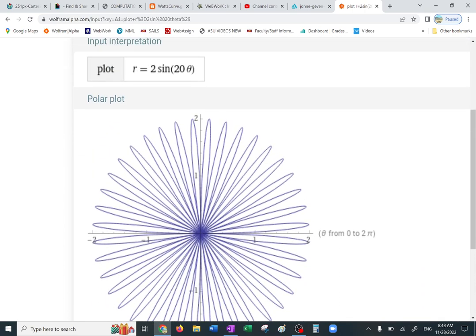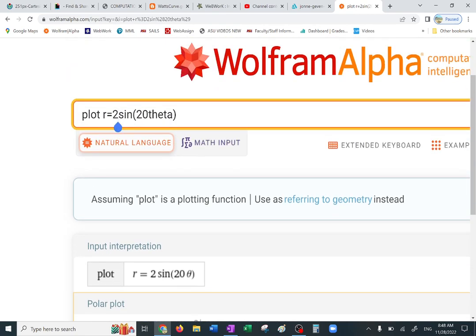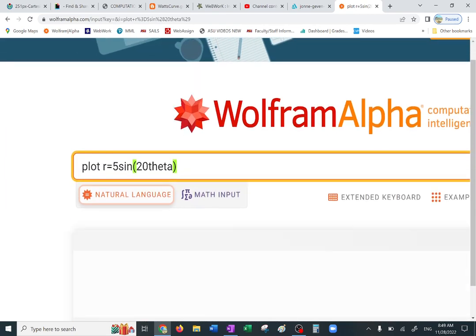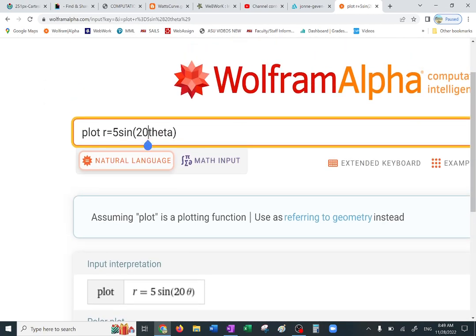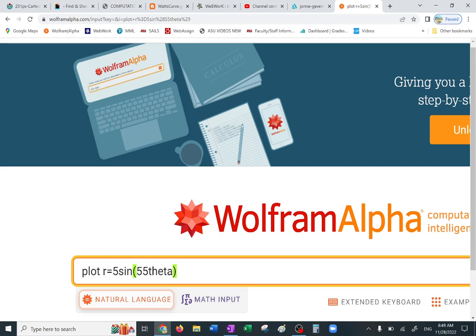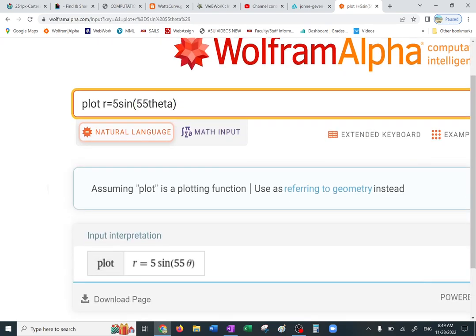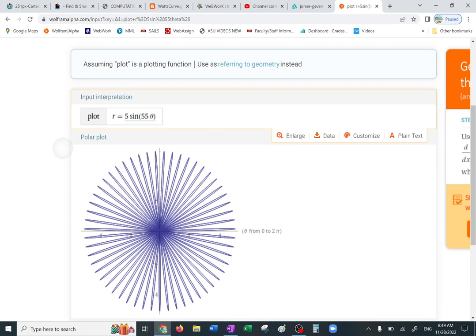The size of them is 2. Why? Because this number in front, 2, gives you the length of the radius, how far each leaf is going away from the center. I can make them longer if I want, let's say 5. Then now they will be 5 long, which is not very different on the graph. Now, if I do 55, how many leaves will I have? 55, so it's an odd number. So it will be 55 leaves, not 110.